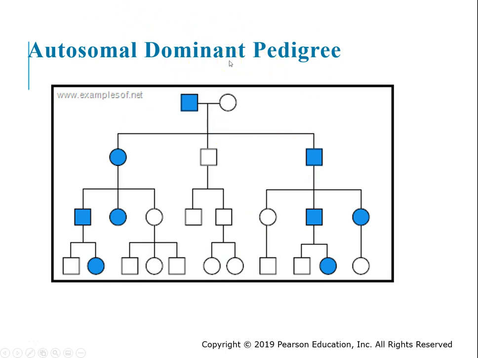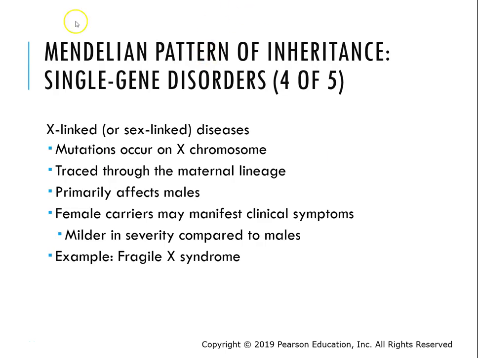All right, if we talk about X-linked, I mentioned this in the beginning too, or sex-linked, the mutations will occur on the X chromosome, okay? It says traced through the maternal lineage, X chromosome, right? Females have two X chromosomes, right? Males have an X and a Y. So because of that, you primarily see effects in males, okay?